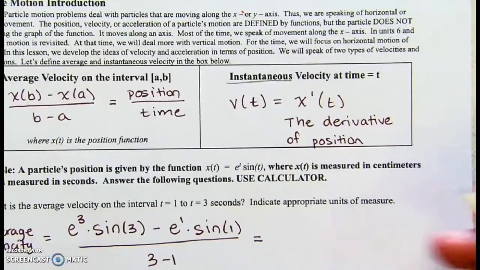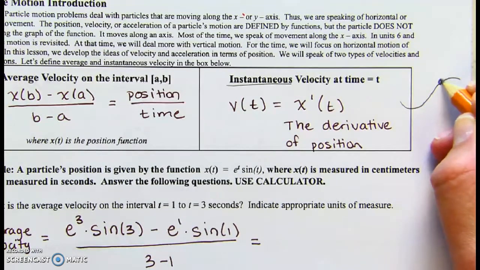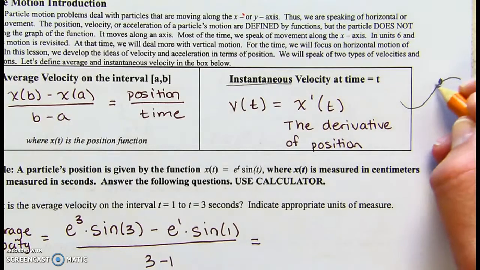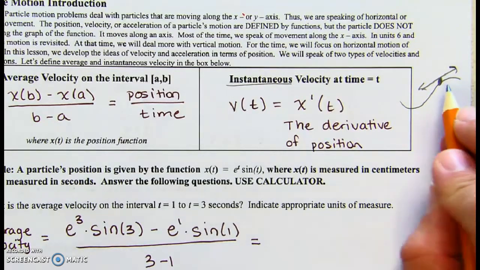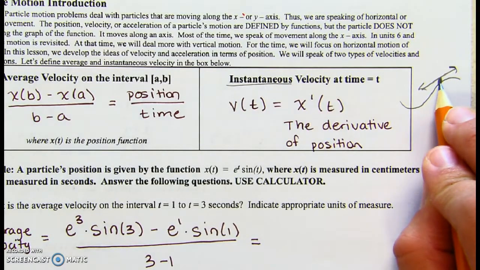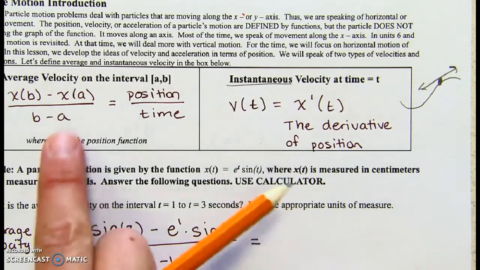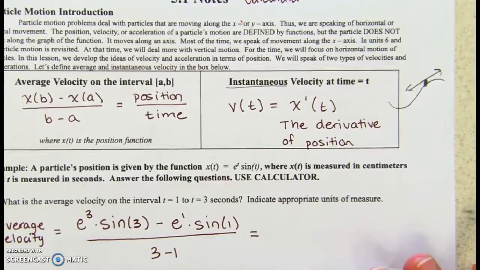Because what is derivative? Derivative is what? The slope of the tangent line, but it's at a point. Remember that phrase, at a point? Yeah, so that means it's instantaneous. How fast is the particle moving at this instant? That's instantaneous velocity. Average velocity is the secant line, or the average rate of change.